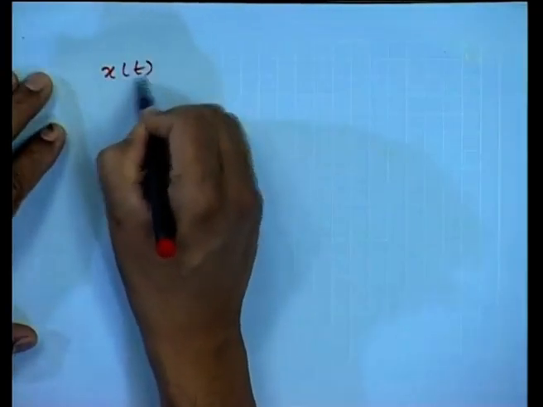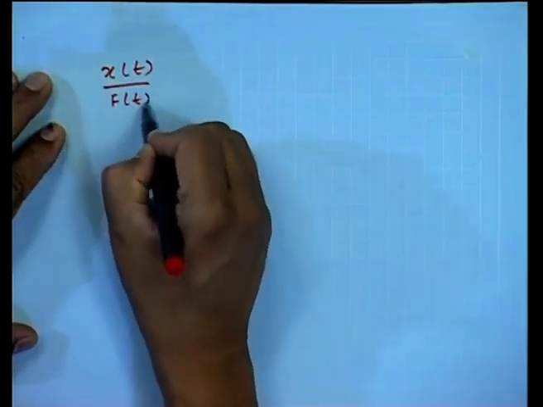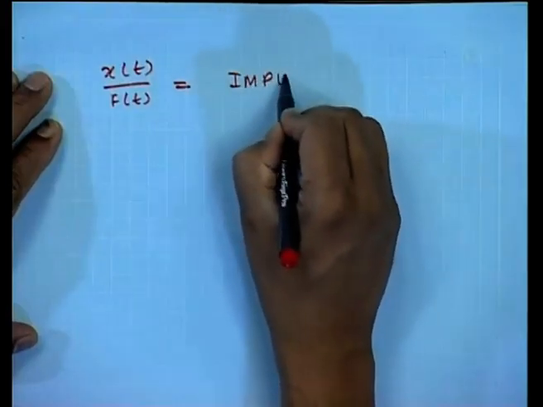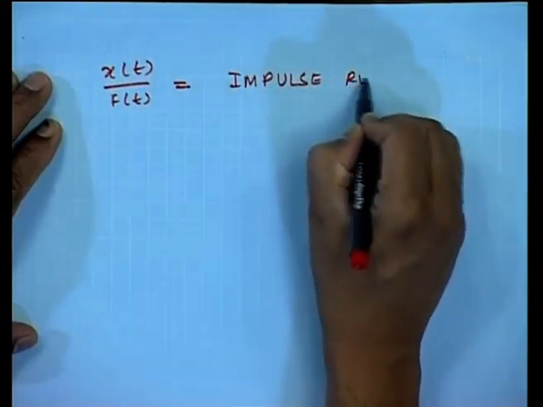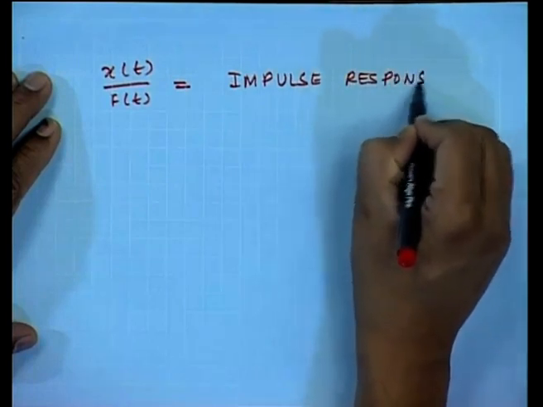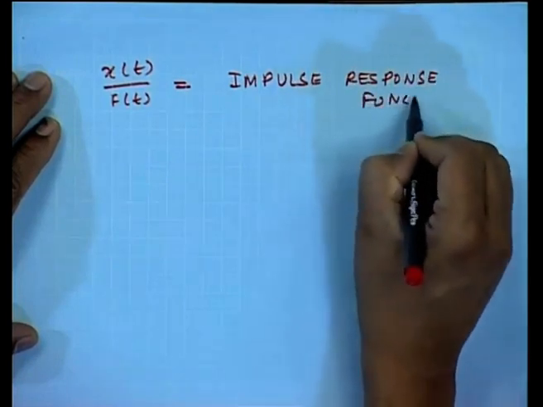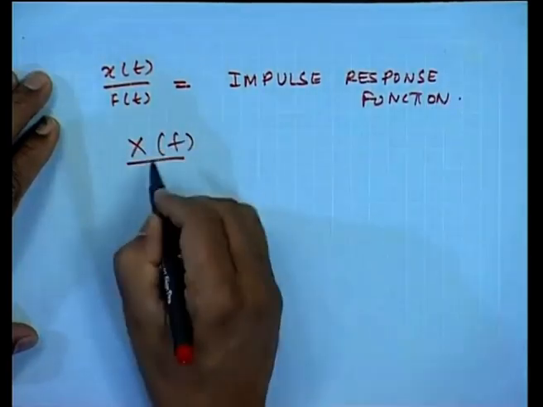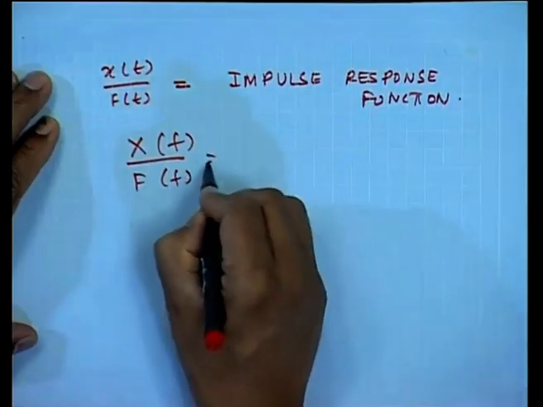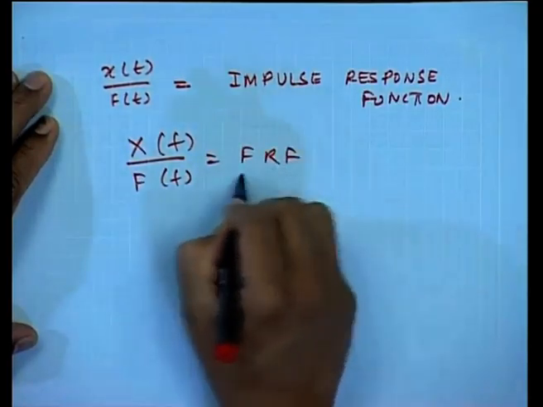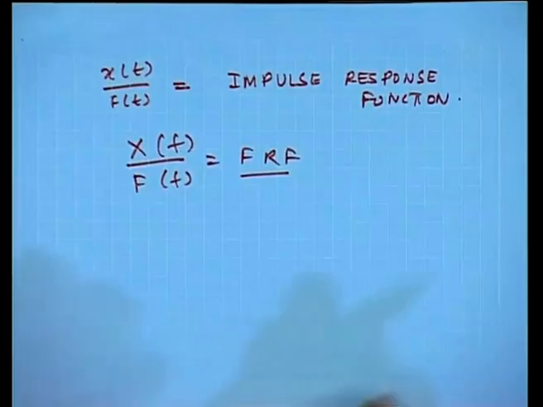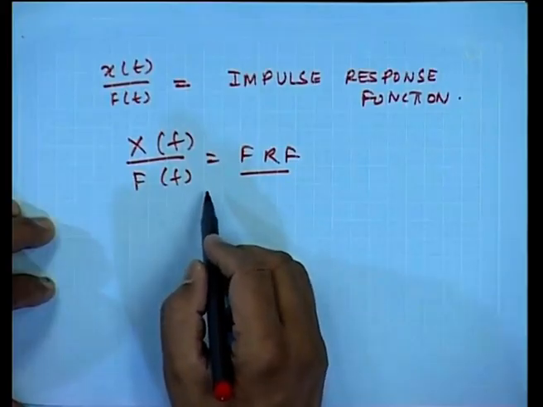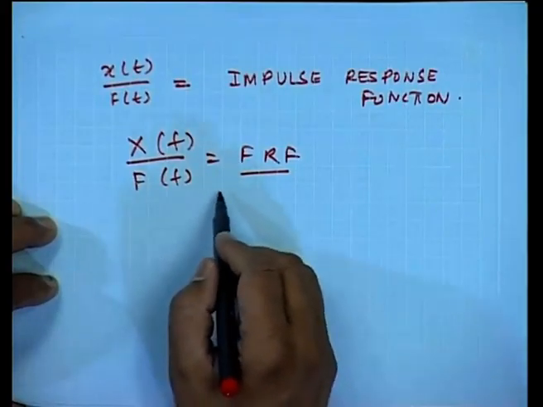Looking at the x(t) by f(t) response, I can get what is known as the impulse response function, or in the frequency domain the FRF, of which we know the 6 forms by now. We can find out the damping present in the system and the natural frequencies of the system.